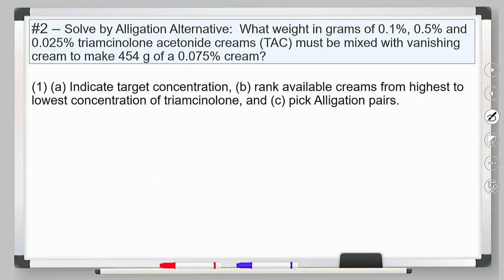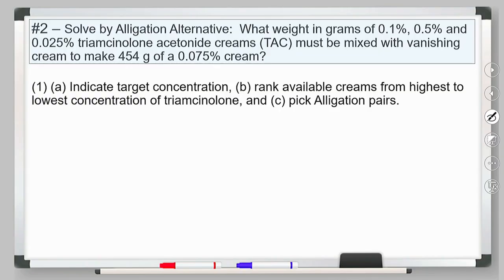So let's try one more. And again, that was from a liquid version. Let's do the same work for a solid. In this case, we're going to be mixing different concentrations of triamcinolone cream. Have you ever dispensed that? Very common steroid cream that's used for rashes and all sorts of things.